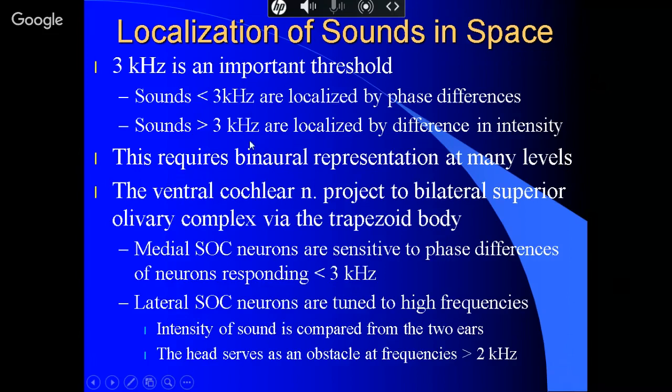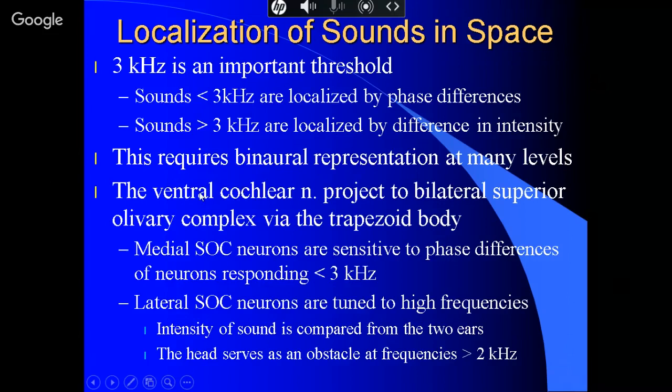In both cases, you require binaural hearing. In neither case can you localize with a single ear. You have to have binaural representation, which is why there are no central nervous system causes of unilateral hearing loss. That's a firm rule for localization. If the person loses hearing in one ear, it's peripheral, not central, because the central nervous system from the brainstem on in is binaural.